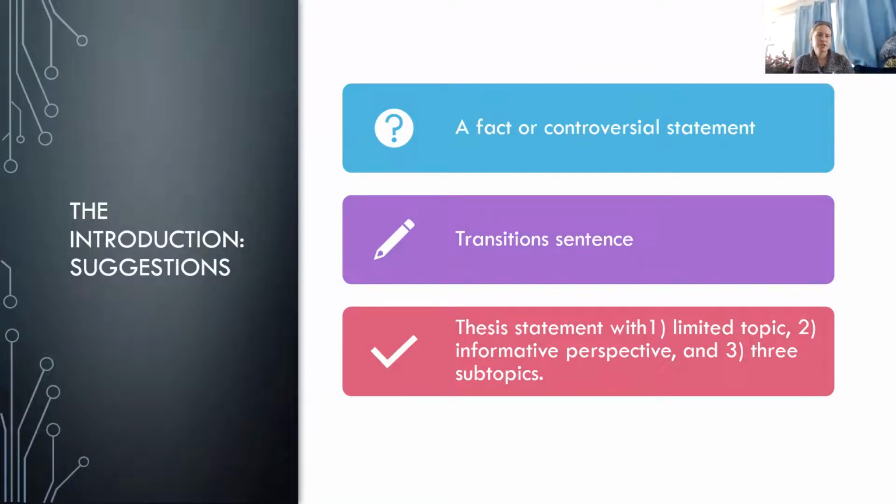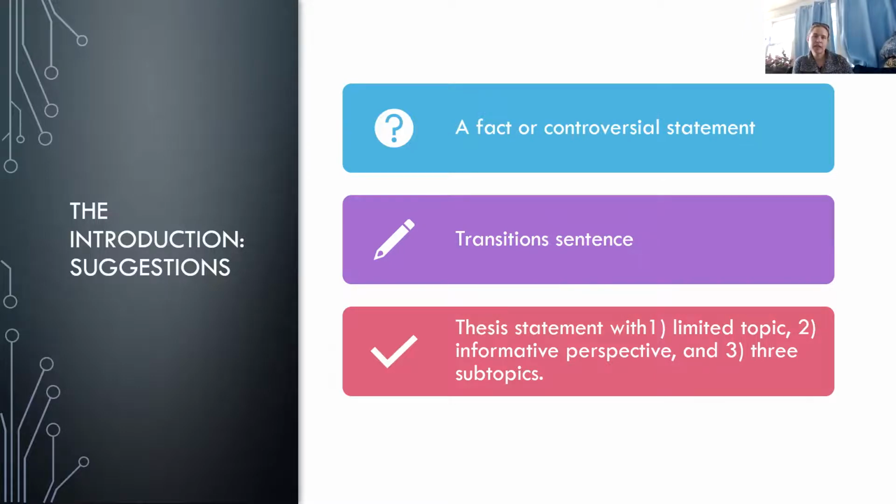So some introduction suggestions. Again, you can do a fact or a controversial statement, and you can have a transition sentence, one full transition sentence, and then your thesis statement with, of course, your limited topic, your informative perspective, and your 3 subtopics. Must have that thesis statement. That is so key and so important.